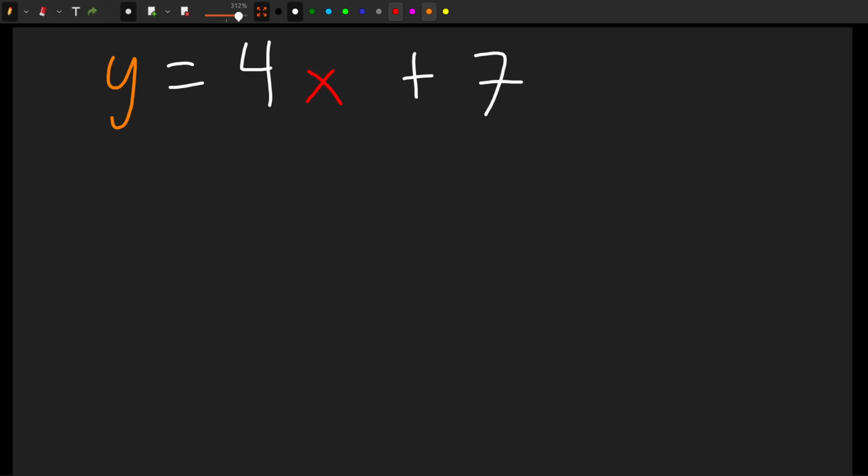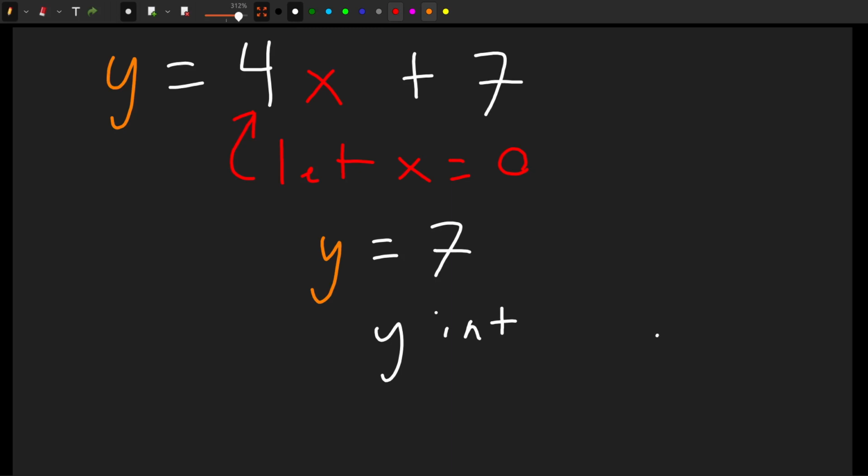Now this problem, it's actually very easy to see what the x and the y intercepts will be. If I let x equal 0, okay, then that means this entire portion here, the 4x, goes away. And so that clearly just means that y is now equal to 7, which means my y-intercept is 0, 7.